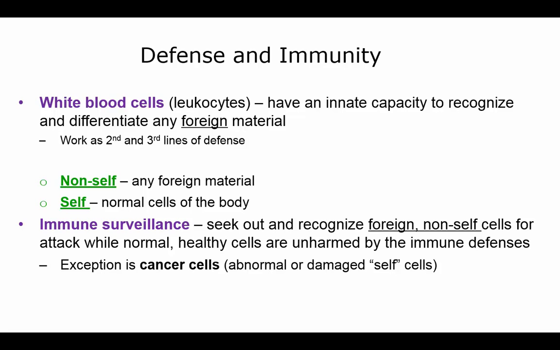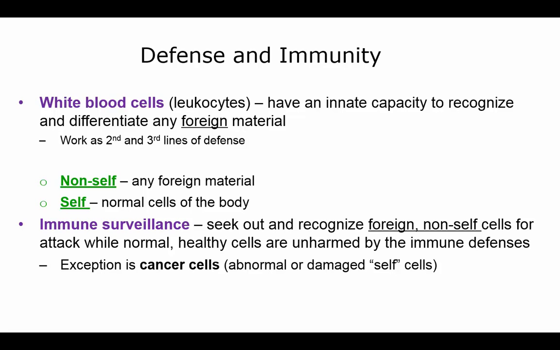We said that the first part of this immunity is the immune surveillance. It's that ability to seek out and to recognize self from non-self, and then from there, attacking the things that are non-self while not attacking the things that are self. Healthy cells should remain unharmed unless you have some type of autoimmune disease, and we'll look at those when we get to Chapter 16. An exception here is obviously cancer. Those are abnormal or damaged self cells, but they're their own category, and so we won't deal with them at this point.